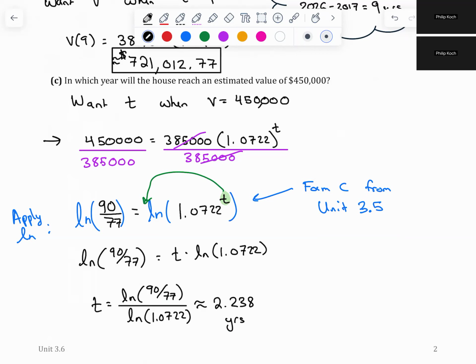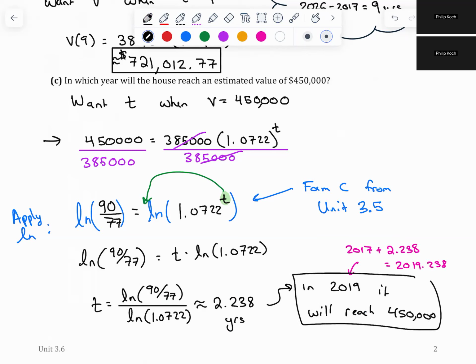But that's not the answer, because the answer is not saying how many years, it's saying in which year. So in 2019, 2017 plus 2.238 is 2019.238. So in 2019, it will reach $450,000. That is the answer.